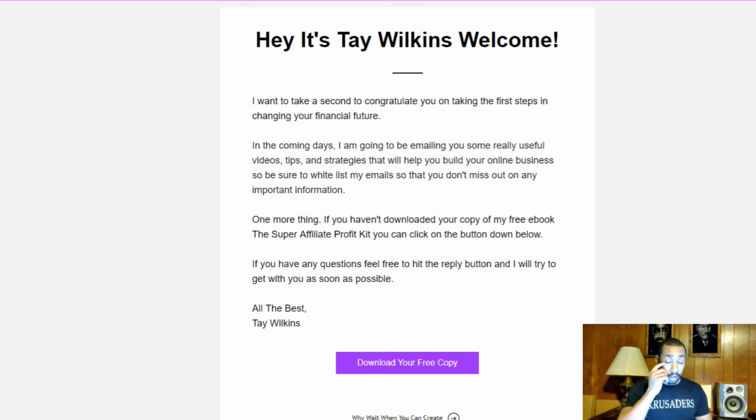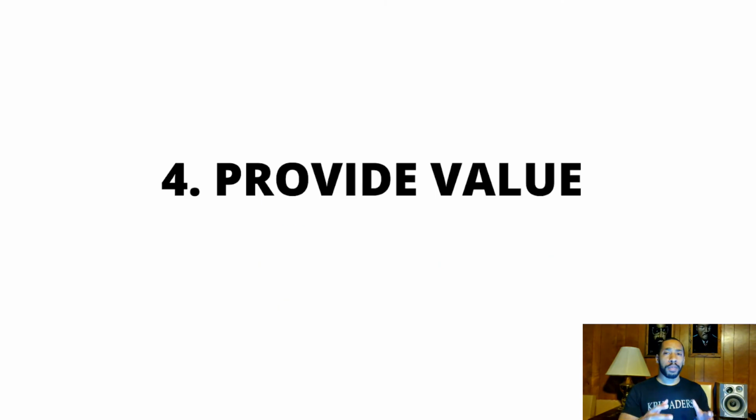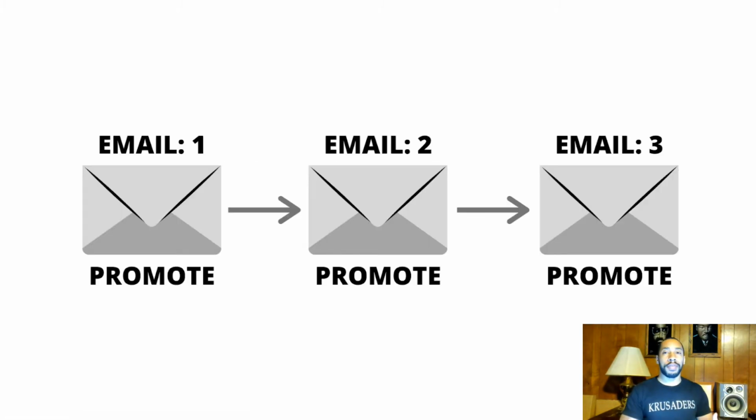So the next one, and this is a big one, provide value. Another mistake that I'm seeing people make, just like I just said, is they're just throwing affiliate links. They're promoting every email. Don't do that. You'll see the top players doing that. They're just promoting, but they have large email lists of hundreds of thousands, so it's a numbers game for them. If they can get X amount of people to open or X amount of people to convert, they're A-okay.